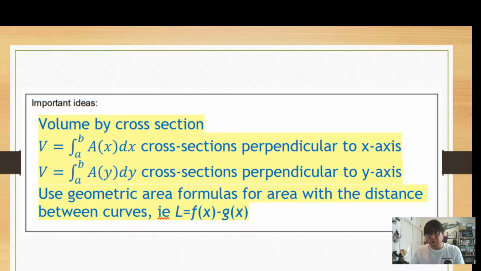This brings us to our important ideas. The really important idea here was the volume by cross section. Remember, you're just taking the integral of an area formula. Specifically, if your cross-sections are perpendicular to the x-axis, then you're integrating an area formula in terms of x. And if your cross-sections are perpendicular to the y-axis, like ours were, then your cross-sections are going to be in terms of y.